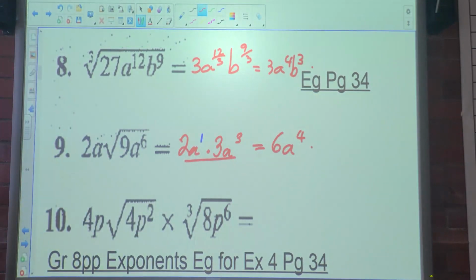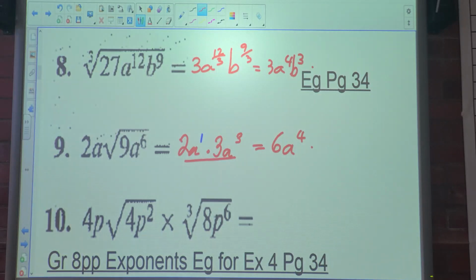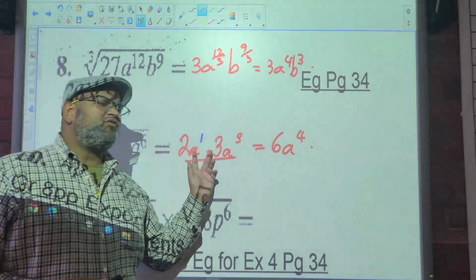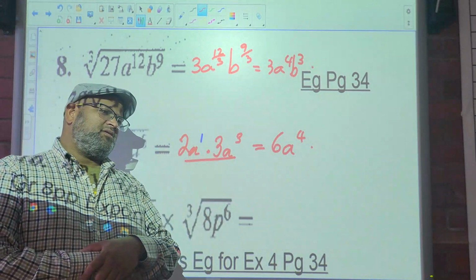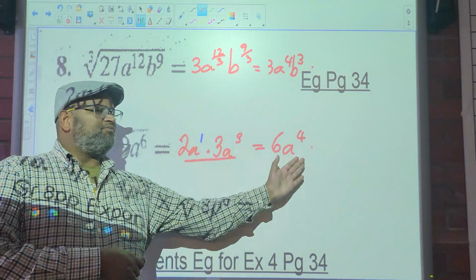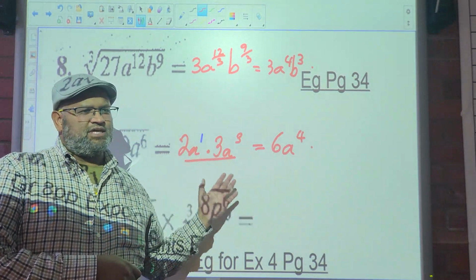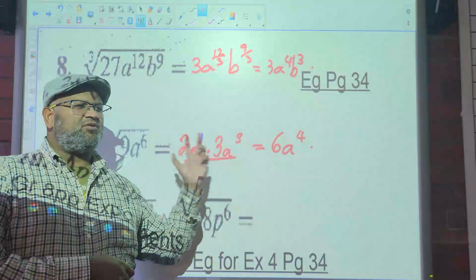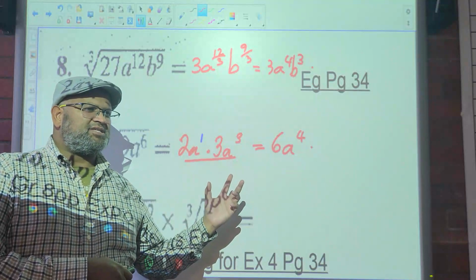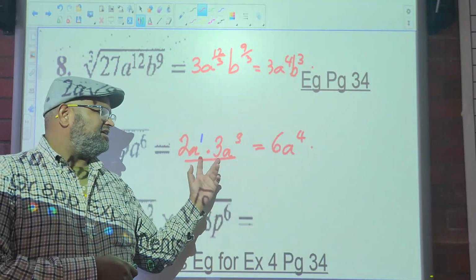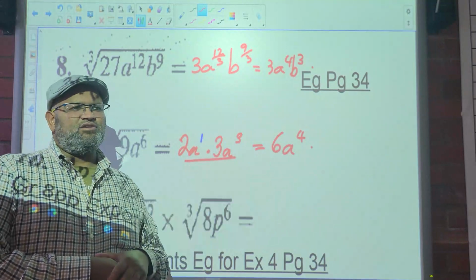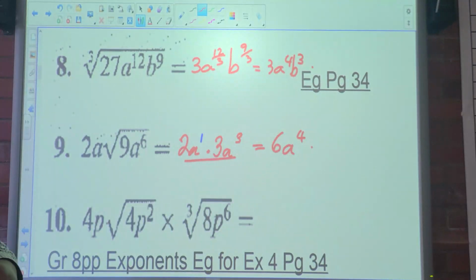I also didn't write 6A to the power 4. So you stopped here. Yeah, I stopped. Of course you're going to lose marks, because that is in the simplest format. That is what we're doing all the time, we're simplifying all the time. You understand? So if you leave it there, then you're going to lose one more. Okay. Anybody else?